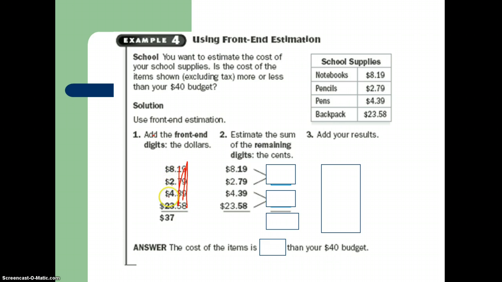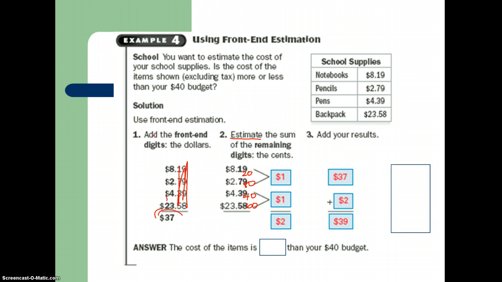8, 9, 10, 11, 12, 13, 14, 15, 16, 17, add the 1, you have $37. And then we want to estimate the sum of the remaining digits, the cents. I would say 20 cents and like 80 cents is $1. Again, we're estimating. 40 cents and 60 cents is another $1. So $2. 37 plus 2 is 39. So your cost of your items is $39, which is less than your $40 budget.